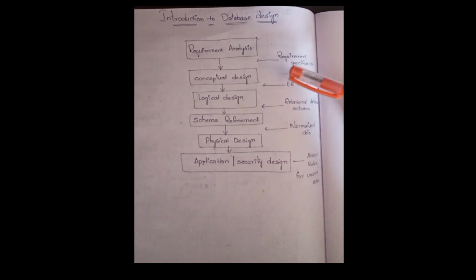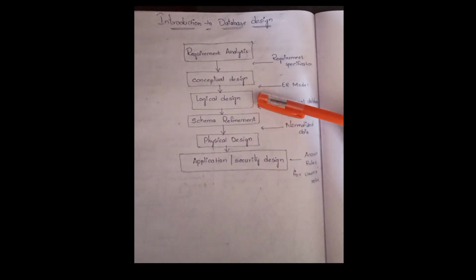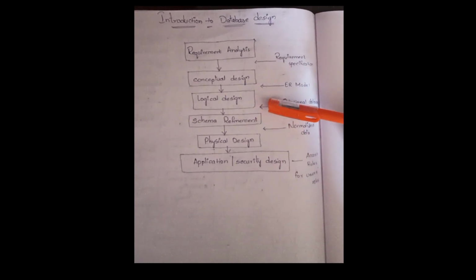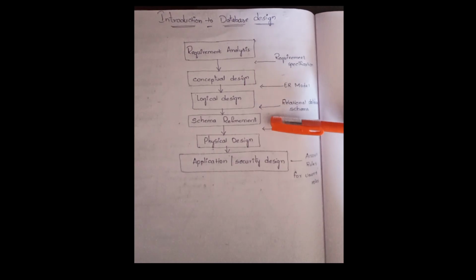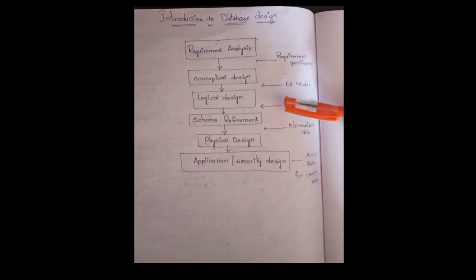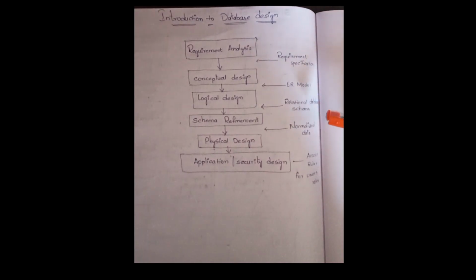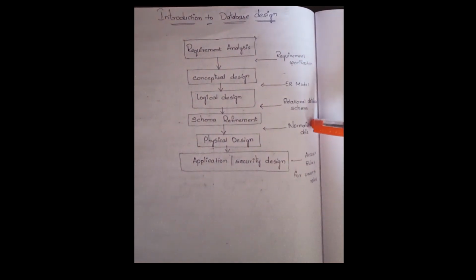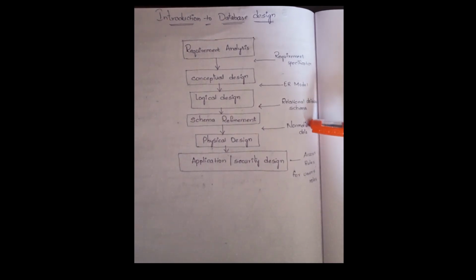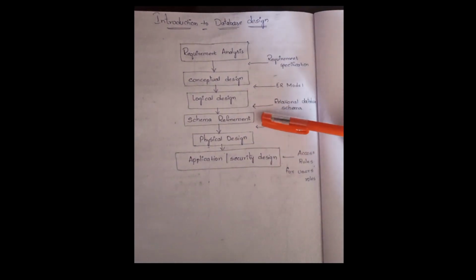Once the requirement specifications are converted to an ER model, it is given as input to the logical database design phase. During this phase, the conceptual database design is converted into logical database design. That is, ER diagrams are now converted into actual relational database schemas, and these relational database schemas are given as input to the schema refinement step.